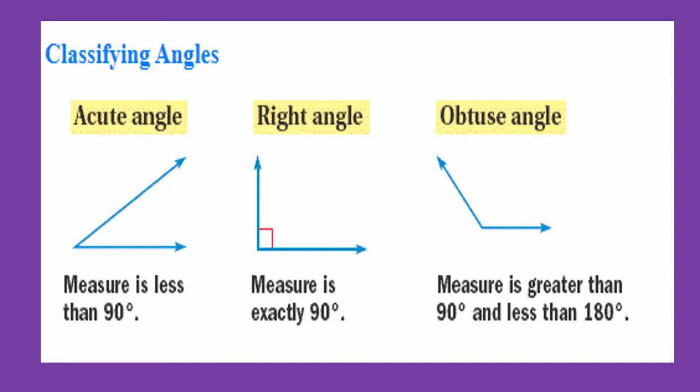So what is a right angle? A right angle is an angle whose measure is exactly 90 degrees. What is an obtuse angle? An obtuse angle is an angle whose measure is greater than 90 degrees and less than 180 degrees. It can be 91 degrees, 100 degrees, 120 degrees, 127 degrees, 179 degrees, and that is an example of an obtuse angle.